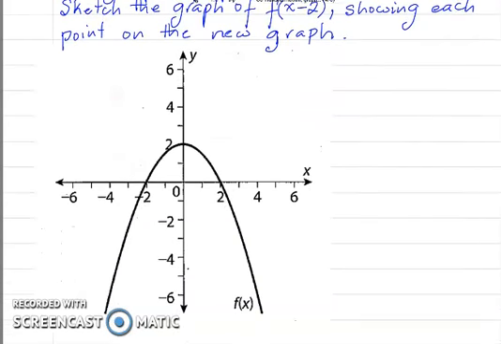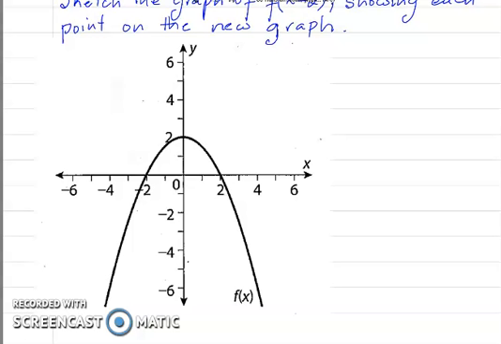All right, first of all, let's identify some points on this graph. The y-intercept is 0, 2, which is here. The x-intercepts are minus 2 here and 2 here.